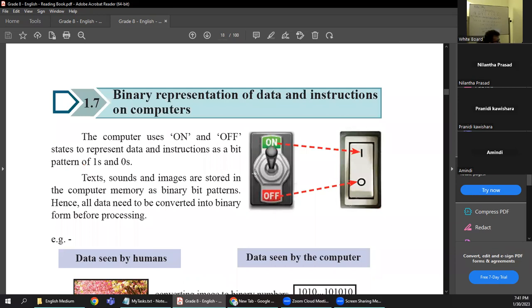Now we come to the next topic. Write down the topic: binary representation of data. You can see the topic on the screen. Binary representation of data and instructions on computers.